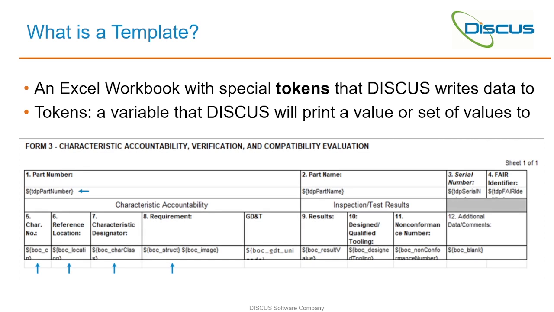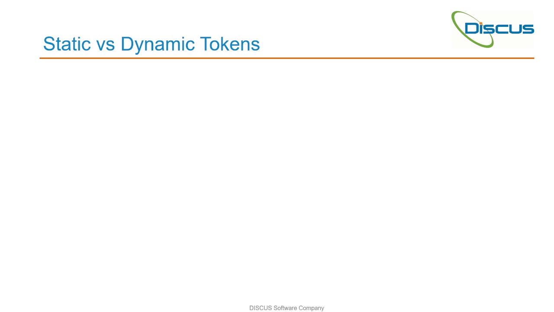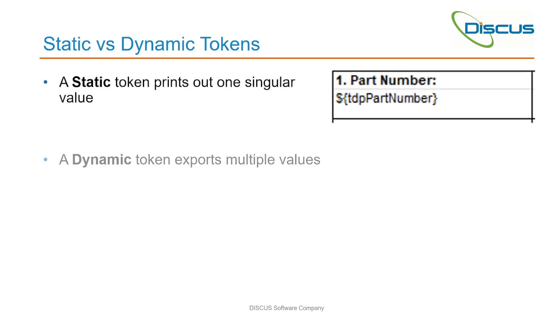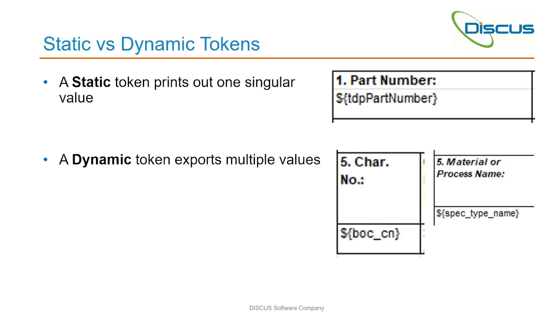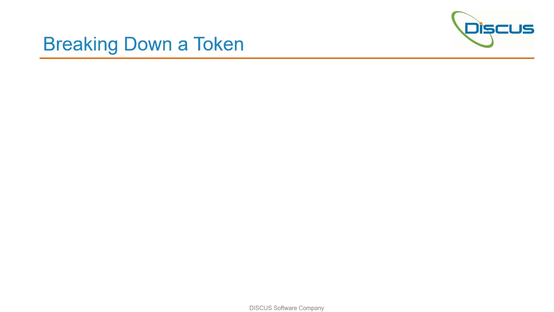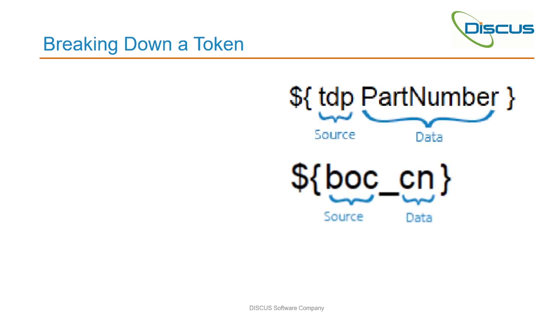Here you can see a screenshot of the DISCUS AS9102 Rev-C default template that comes with every installation of DISCUS. The blue arrows are pointing to the tokens. There are two types of tokens that DISCUS outputs: static tokens, which are singular values, and dynamic tokens. They tend to export multiple values. Dynamic tokens tend to do a bit more. They're used for exporting tables of data, like the bill of characteristics, the materials, specs, and processes, the tests, and the parts list. Let's break down the two most common tokens, TDP part number and BOC CN.